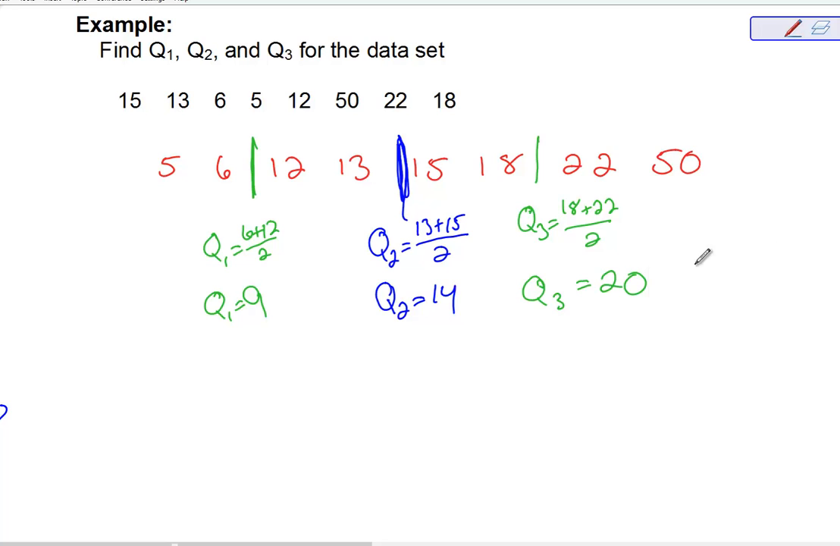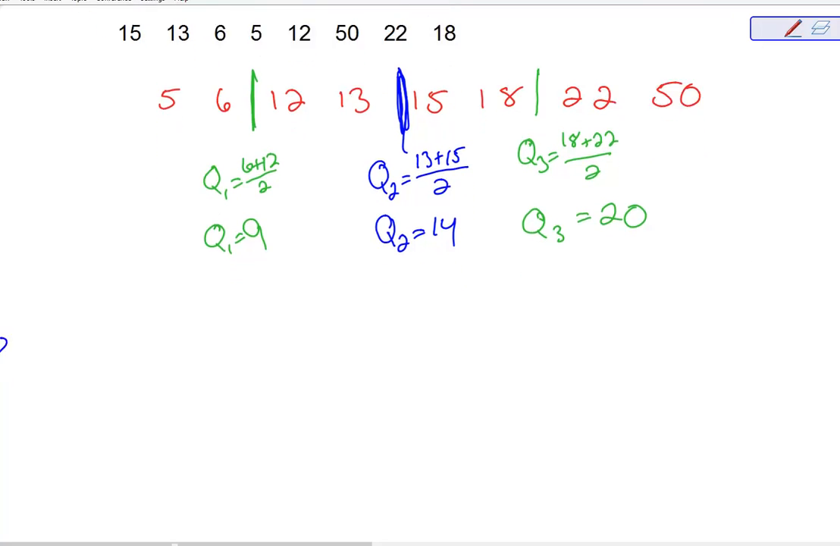Let's look at another data set so that we can see the difference in when we do use and don't use Q2 to find the others. So if I give you the data set of, let's say, 1, 2, 5, 7, 9, 12, and 14.